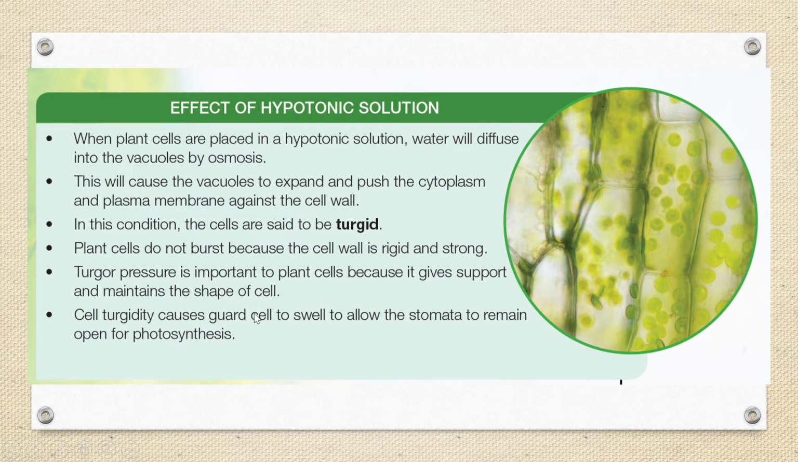The guard cell, remember the guard cell? The one which controls the opening and closing of the stomata. So when the guard cells are turgid, the stomata will open. And when the stomata opens, it is important for photosynthesis because this tiny pore is going to allow gaseous exchange to happen. We know in photosynthesis carbon dioxide is needed, and therefore the opening of stomata enables these gases to diffuse into the leaves and hence increases the rate of photosynthesis.